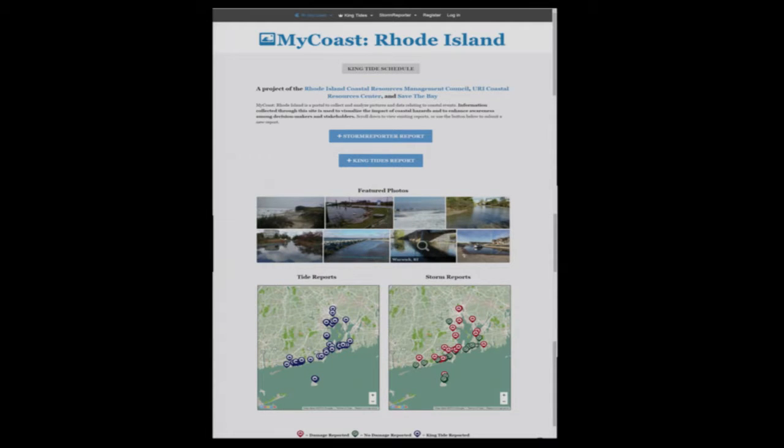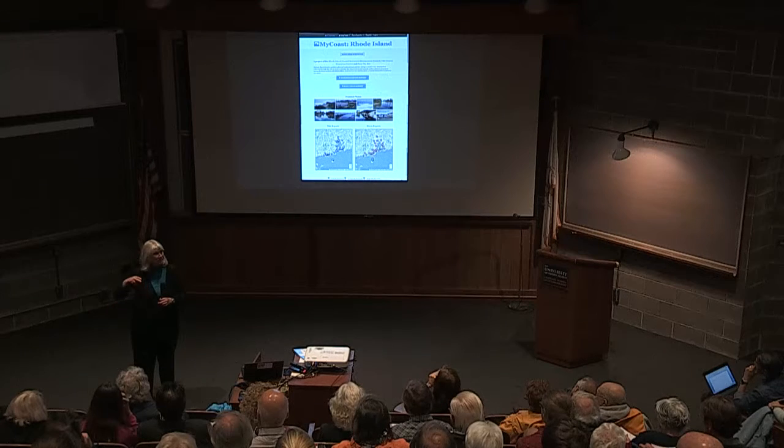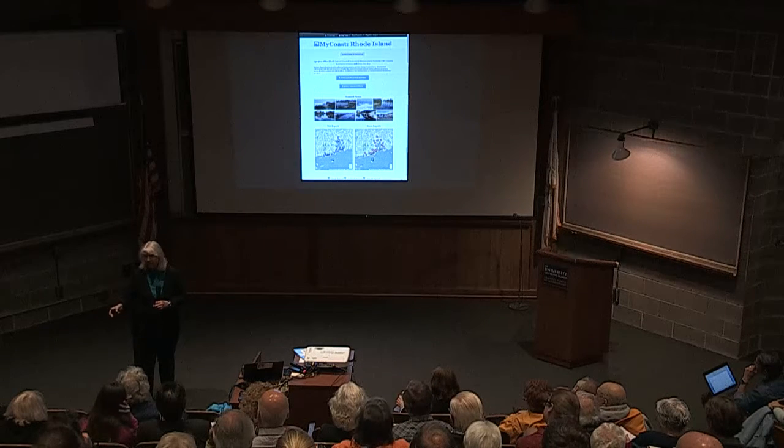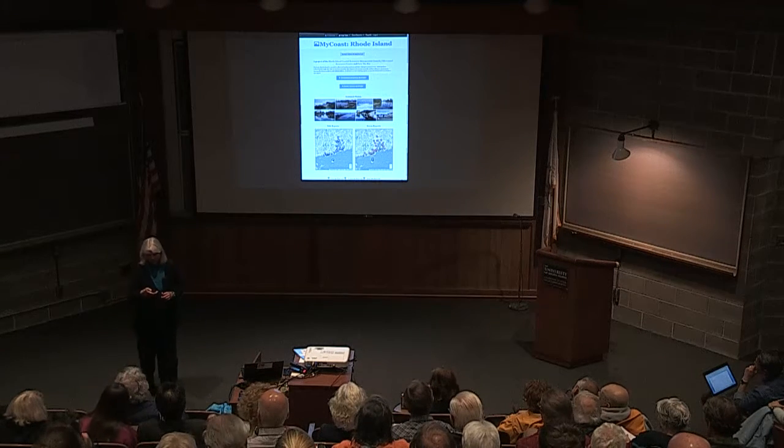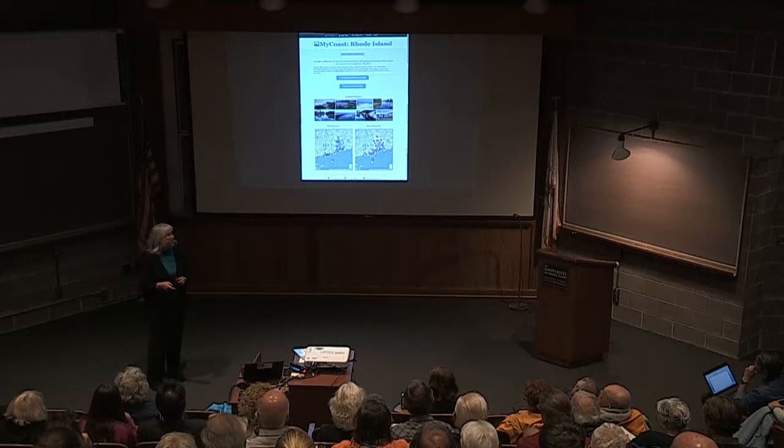On the website, you have information. It will give you a schedule on when you're going to have those astronomical high tides. You can submit a storm reporter report or a king tide report. Now, I want to emphasize, we do not want you going out in a storm and taking pictures and submitting them. But after a storm, there's a lot of evidence of how high the water was, how far it's flooded inland, and a lot of the damages.